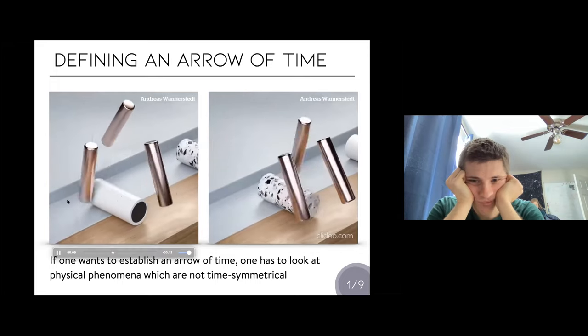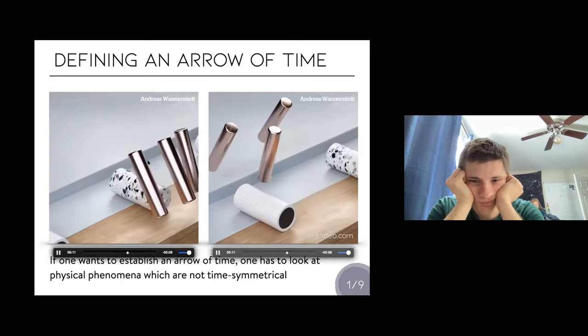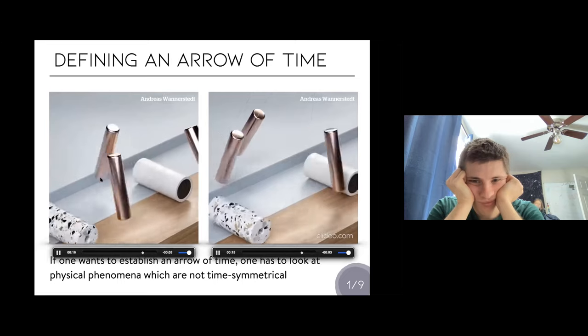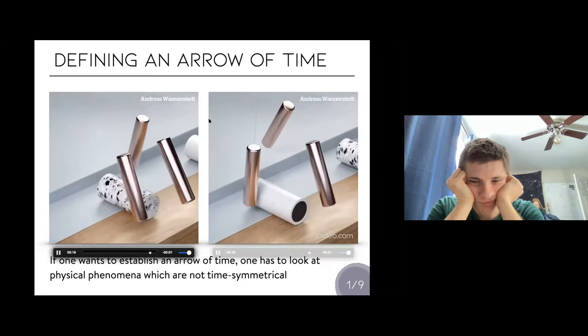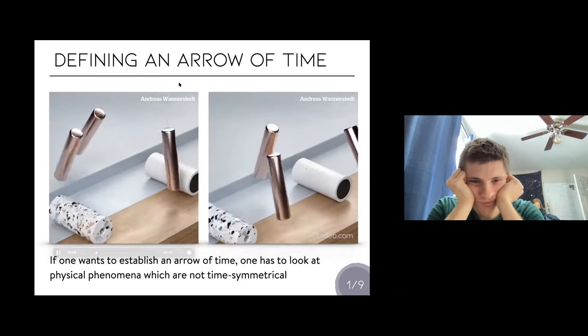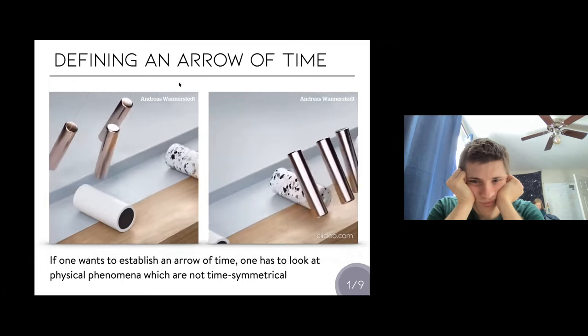Now, if the movie is this one, you wouldn't be able to tell me whether I recorded this one and this one is the time reversal, or vice versa, because these are perfect time reversals of one another, so they could both occur with the same likelihood. They could not be used to assess an arrow of time.